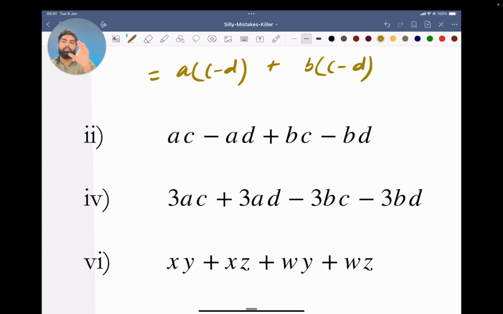So now what you want to do is factorize from the entire expression. The entire expression has a c minus d in common, right? They both have a c minus d. And then what's left? Well, I'm just going to underline it: a and a plus b. And voila, that's your answer.